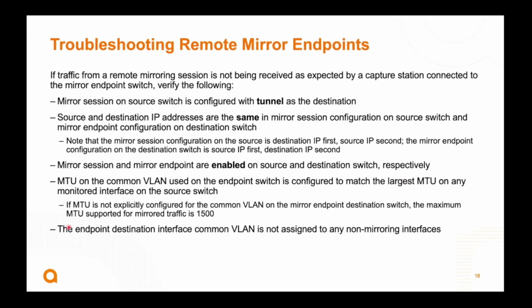and then make sure that your endpoint destination interface VLAN is not assigned to any non-mirroring interfaces. So that VLAN should be used for those destination ports and only those destination ports. And you should have a different VLAN for each endpoint destination.